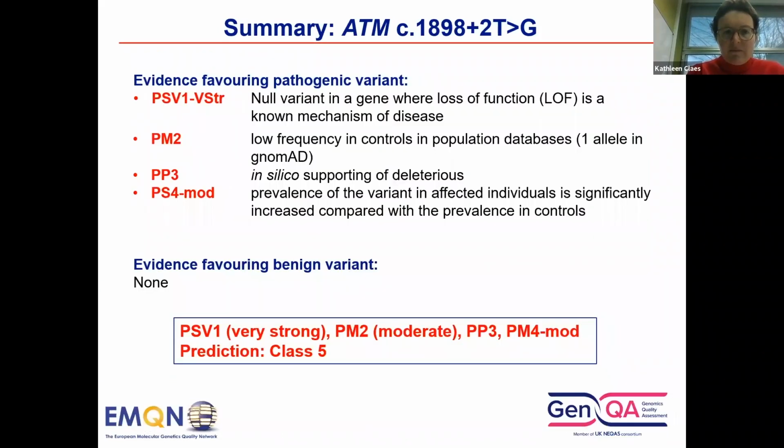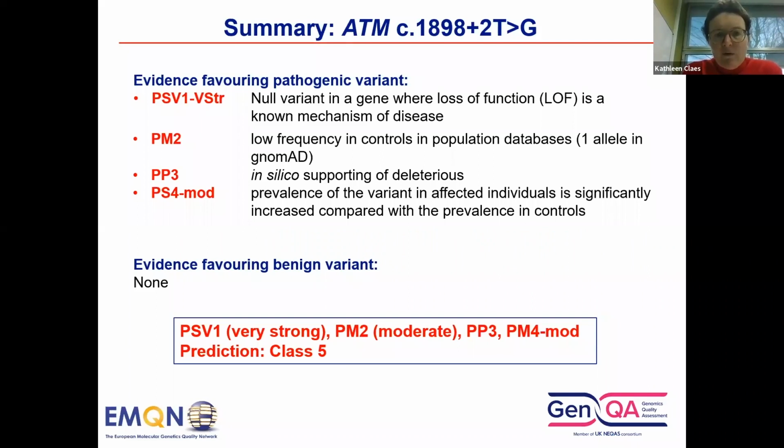Next slide, please. So to summarize, I applied PVS1 very strong for this variant because it's a splice variant, a null variant in a gene where loss of function is a known mechanism of disease. Going to the literature, I learned that it has been published regularly in patients with a clear AT phenotype. They have also done some functional testing in cell lines with these variants, indicating that protein kinase activity is hampered.